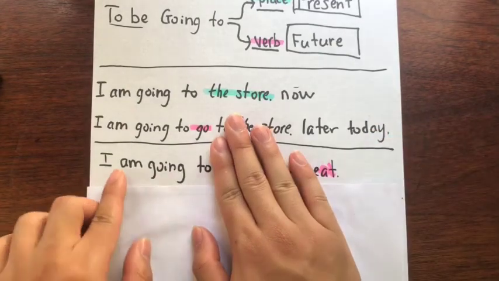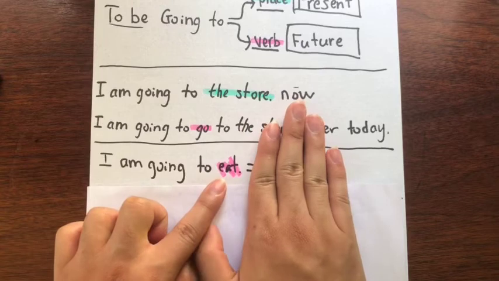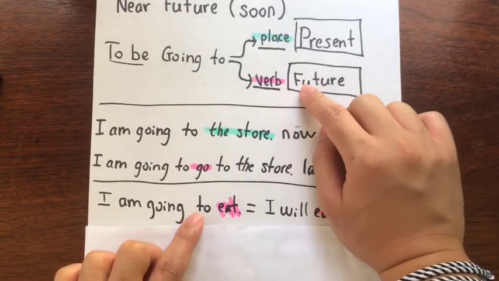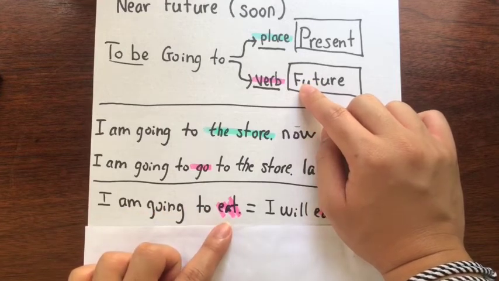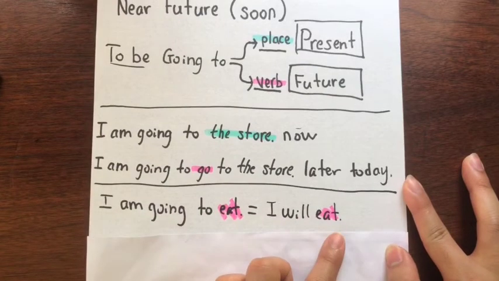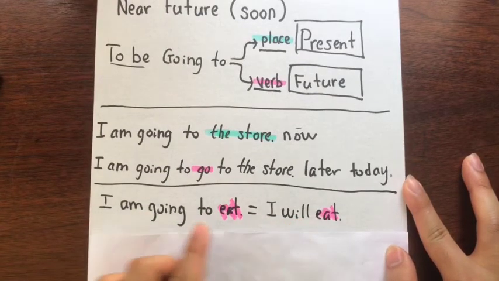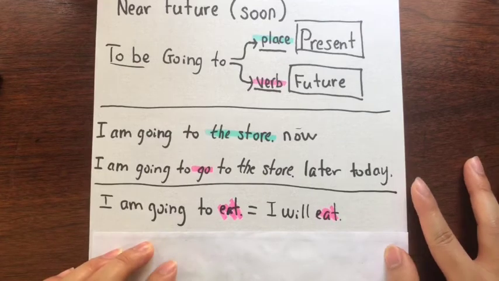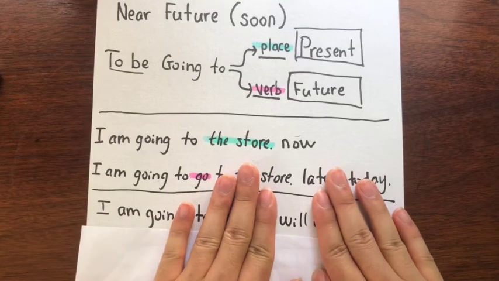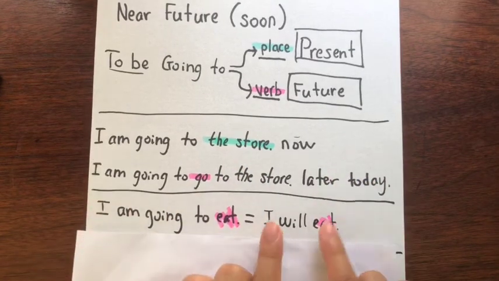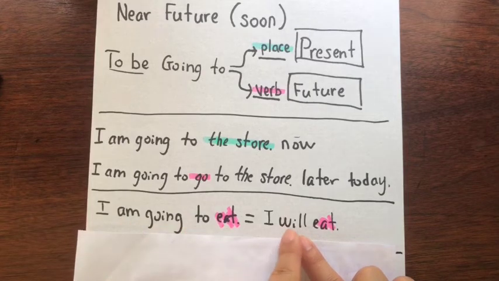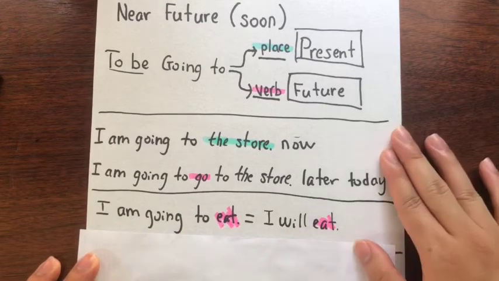So another one. I am going to eat. Eat is an action, a verb. So we know this sentence is in the future. I'm going to eat. This is the same as I will eat. I will eat, I am going to eat, same thing. We change am going to to will. In the middle we have am going to and we have will. It's the same sentence.